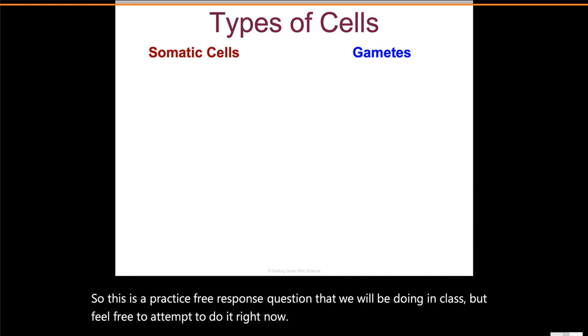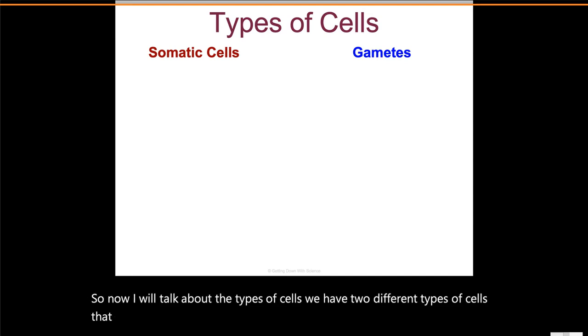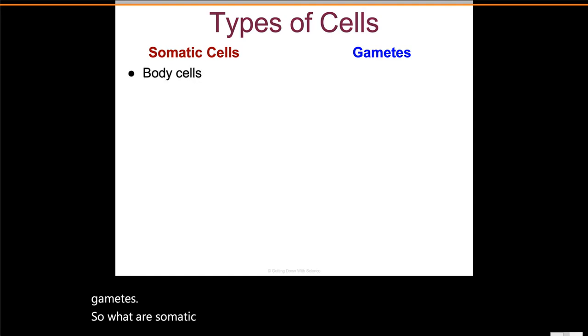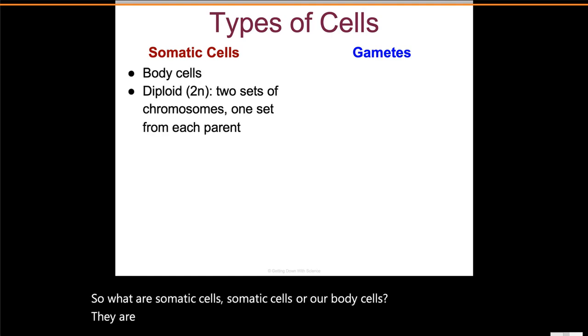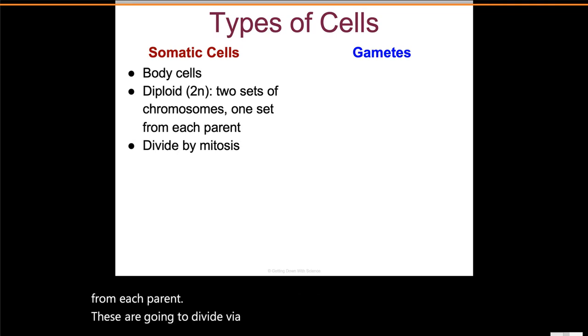So now let's talk about the types of cells. We have two different types of cells that we're going to talk about right now. We have somatic cells and gametes. So what are somatic cells? Somatic cells are our body cells. They are diploid, or 2N, meaning they have two sets of chromosomes, one set from each parent. These are going to divide via mitosis.